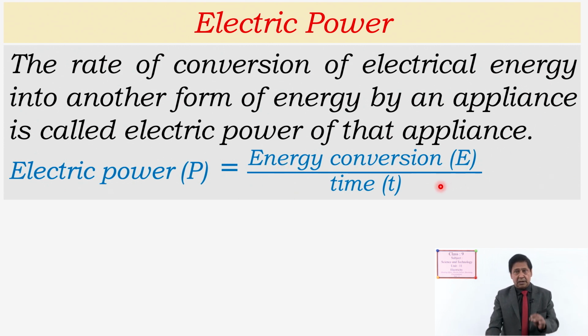Just for example, if we have a 10 watt bulb, what does it mean? The power in watts represents what? It means it converts 10 joule of electrical energy into light energy in every 1 second. What is the meaning of 1000 watt power of a heater? It means it converts 1000 joule electrical energy into heat energy in every 1 second. This is the meaning of electric power. Okay, it is represented by this formula. Electric power P equals energy conversion upon time taken.